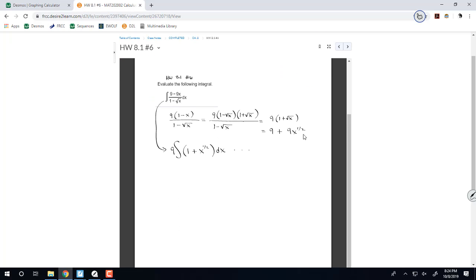This is a variation, but it's 9 minus. So we factored out the 9, and then we said 1 minus x is a difference of squares as 1 minus root x, 1 plus root x, and then they divide away. So we just had to integrate this right here.